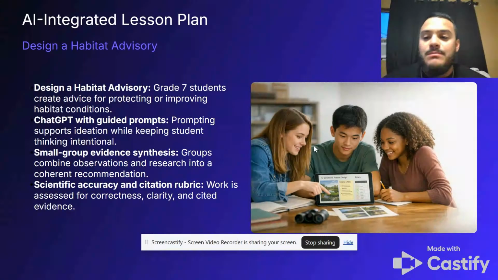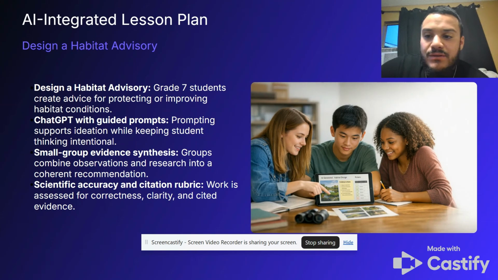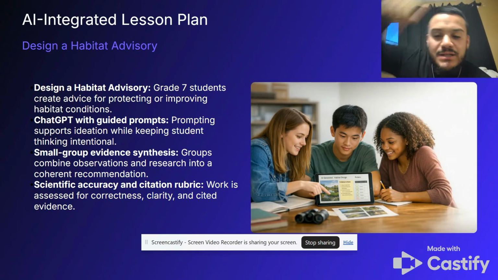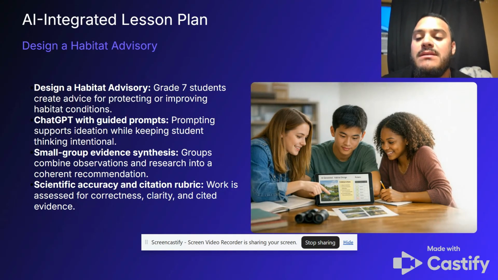AI integrated lesson plan. Designing a habitat advisory. 7th grade students create advice for protecting or improving habitat conditions by using ChatGPT guided prompts. Prompting supports ideation while keeping student thinking intentional.